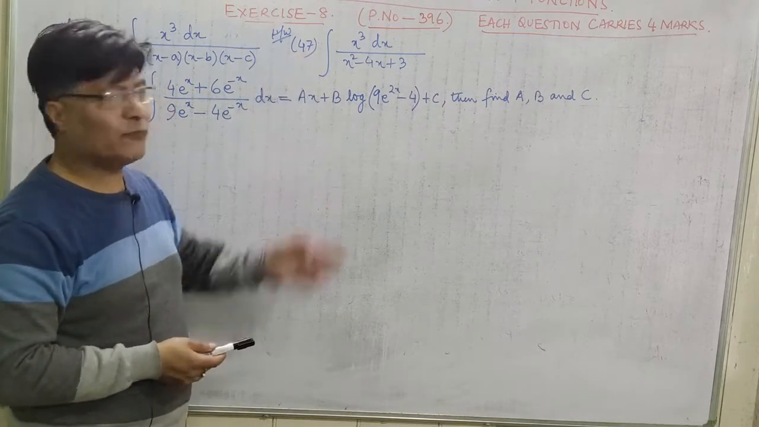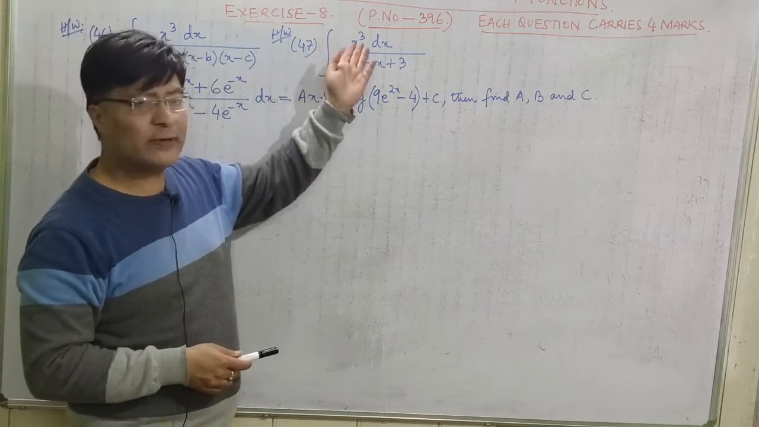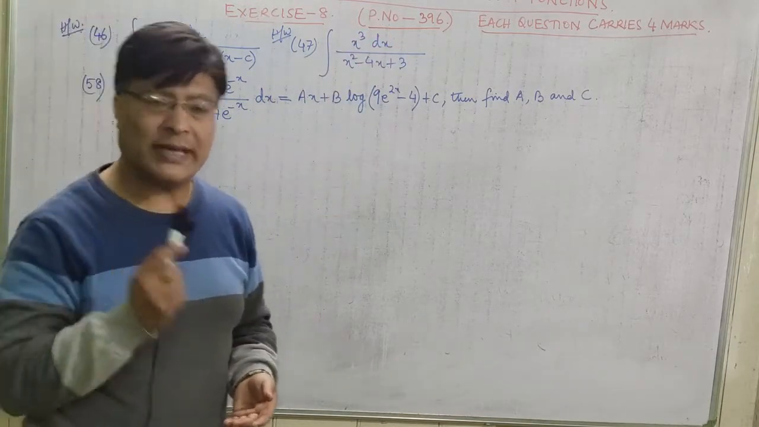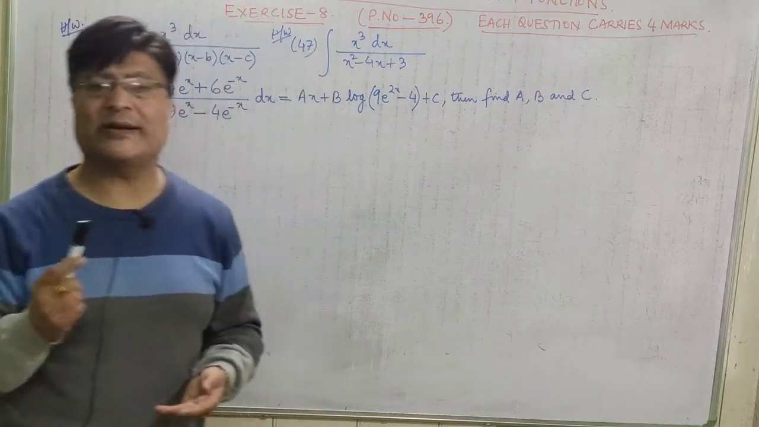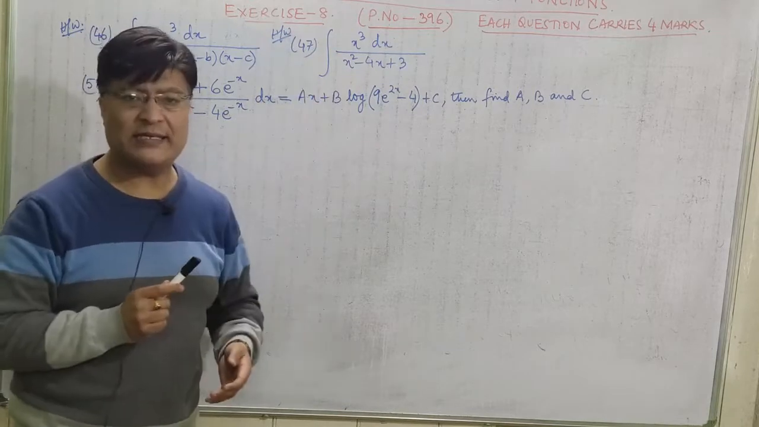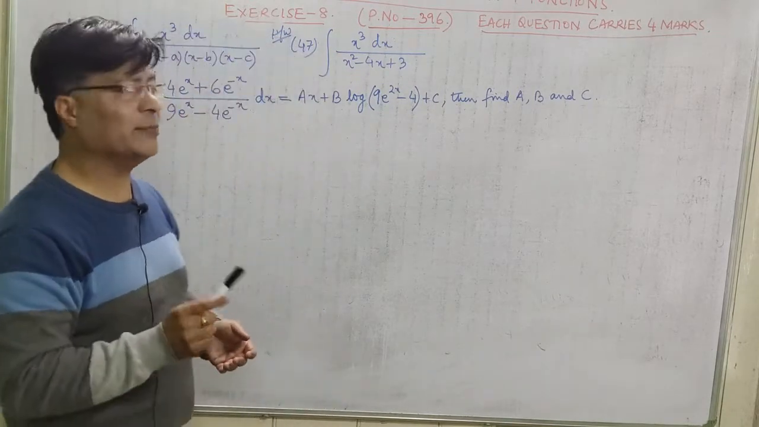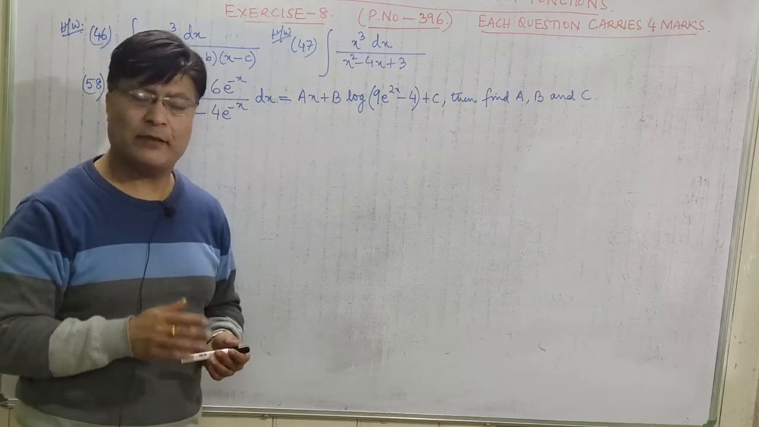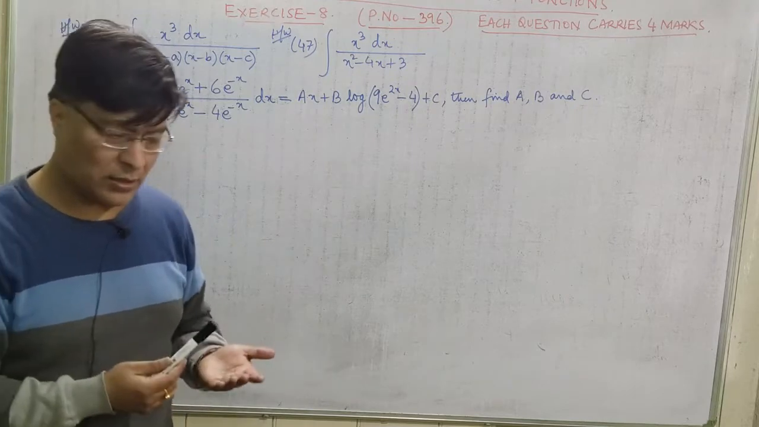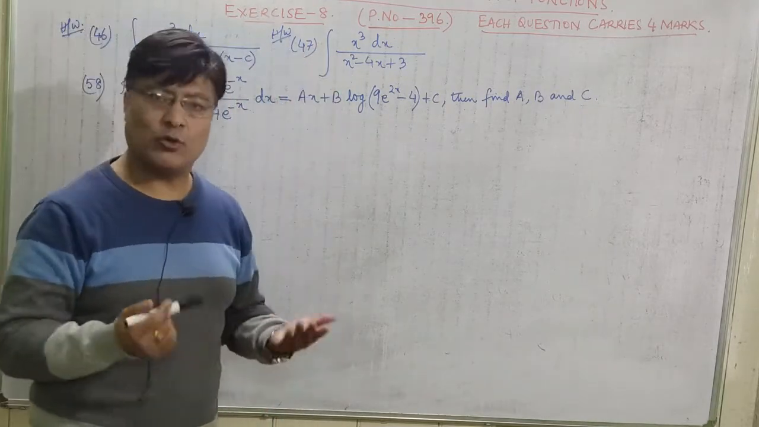So now question number 47 is similar to the previous problem. In this case the highest power of x in the numerator is 3 and in the denominator the highest power of x is 2. That is, the highest power of x in the numerator is greater than the highest power of x in the denominator. So in this case you have to divide x cube by the denominator, that is x square minus 4x plus 3. So you can easily do it. We have done this type of problem in the previous one. Okay, so you can do this as homework.